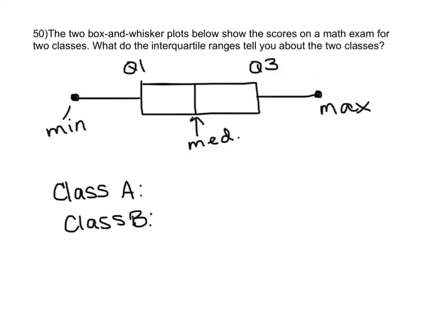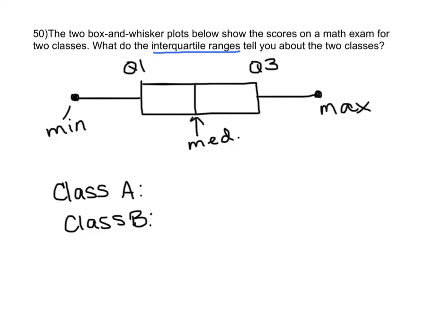In number 50, there are 2 box and whisker plots shown, and they show the scores for a math exam for 2 different classes, Class A and Class B. What they're asking you for is to take a look at their interquartile ranges. And what does it tell you about the two classes?